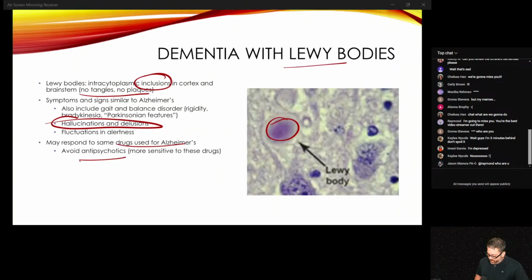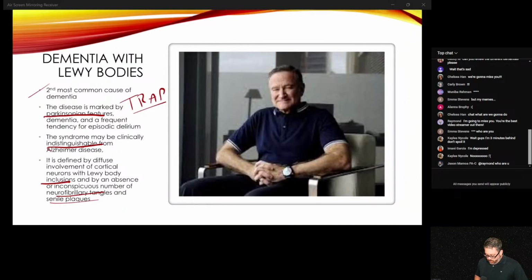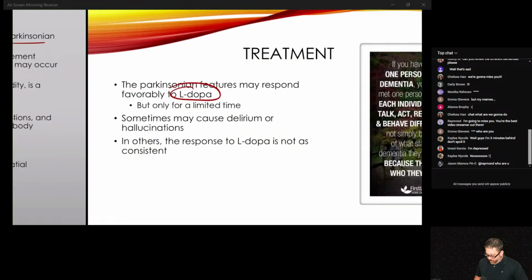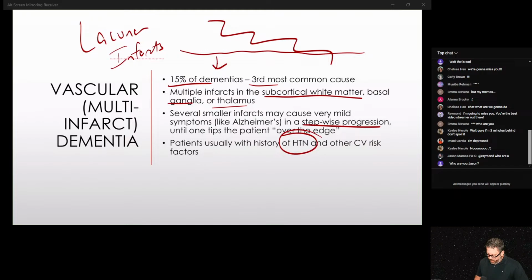Dementia with Lewy bodies, they have these inclusions. Those are the inclusions right there. But again, the key is the hallucinations and delusions. But again, they're going to have Parkinsonian features. They don't actually have Parkinson's, but it's Parkinson features. And then don't forget your trap symptoms. Lacunar infarcts, the stepwise progression, hypertension control is the big one.